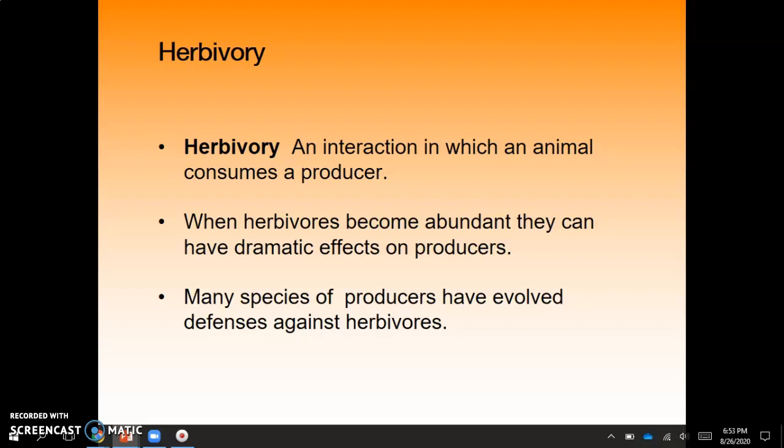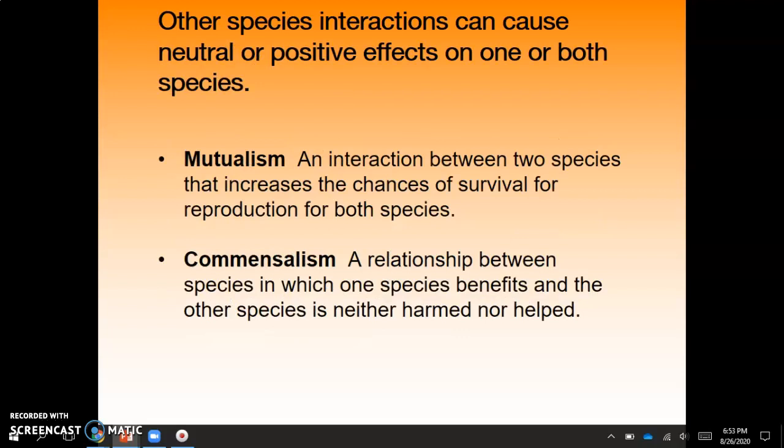And we have to have producers, and we'll learn about energy chains and energy flow a little bit later on in this unit. But producers are very important. And many species of producers have evolved defenses against herbivores. So again, things like toxins. If you think of poisonous plants, some mushrooms are poisonous, poison ivy, right? So those are just some defense mechanisms.